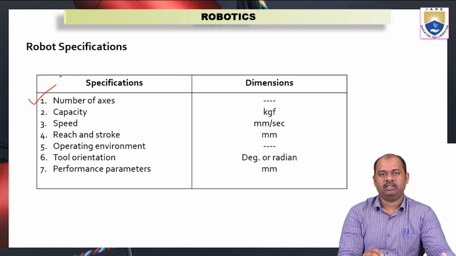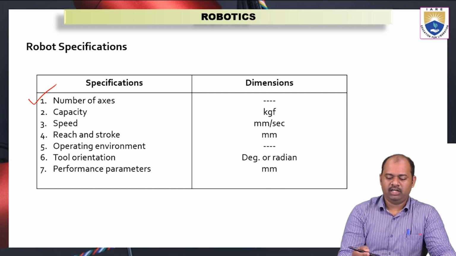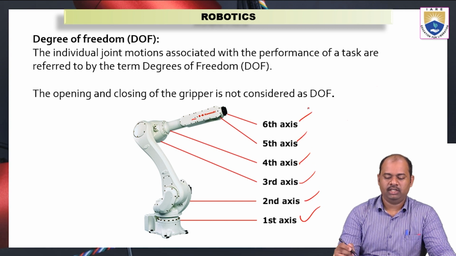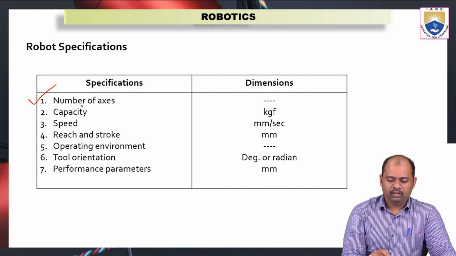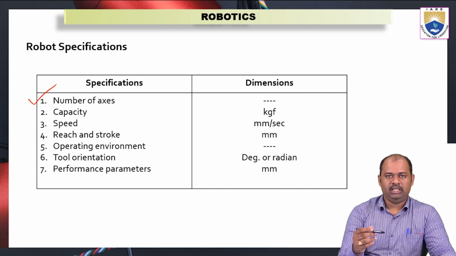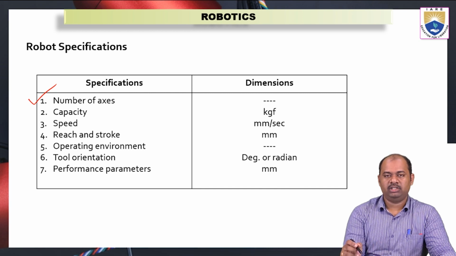First one is the number of axes. How many axes are there? In the previous slide, we have seen there are 6 axes. So the degrees of freedom of this robot is 6. Similarly, the number of axes a robot has can be taken into consideration while selecting a robot. Now, in this table, we are seeing the dimensions also. The number of axes does not have any dimensions. It is a simple number.